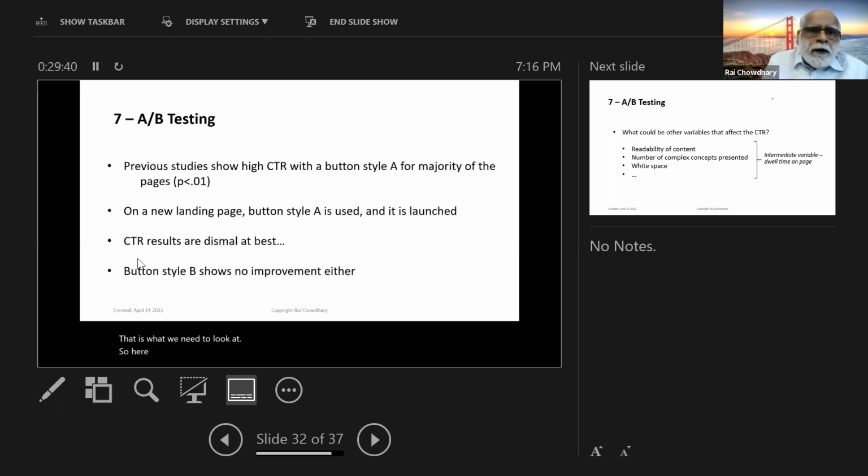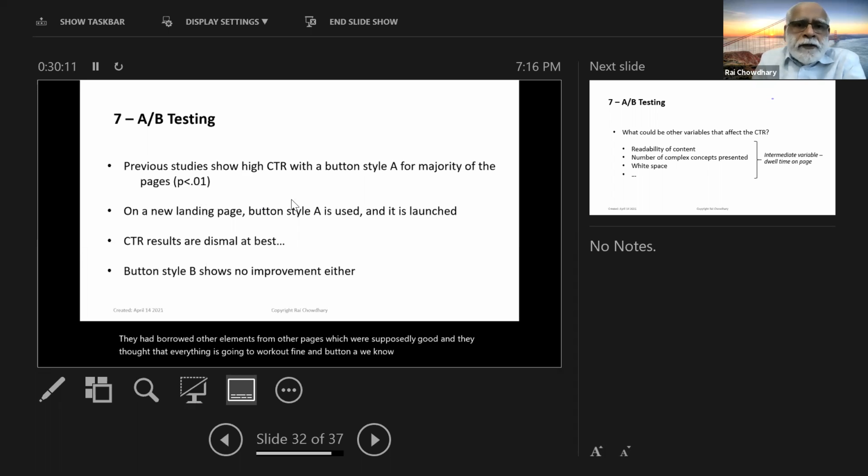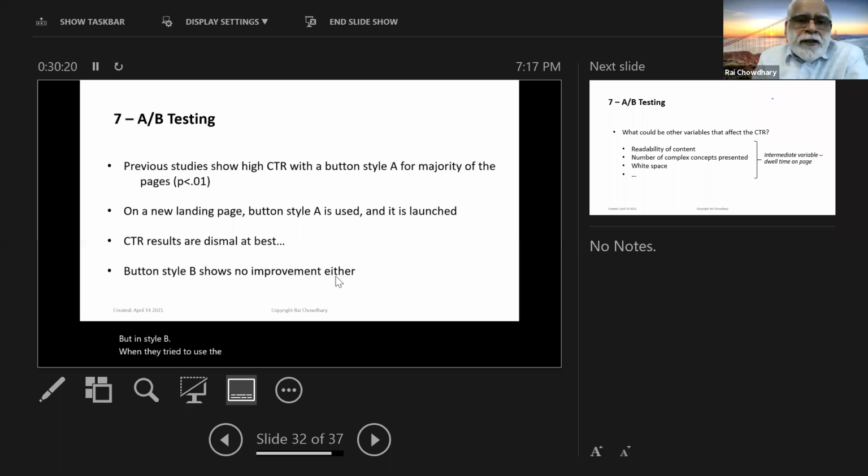So here it is. On a landing page, they decided to use button style A, and they launched it. Mistake number 1, launched it right away. You don't want to do that. Anyway, they launched it. The click-through rate results were dismal. They had borrowed other elements from other pages which were supposedly good, and they thought that everything was going to work out fine. When they tried button style B, that didn't show any improvement either. So now they were at a loss as to what is really going on.